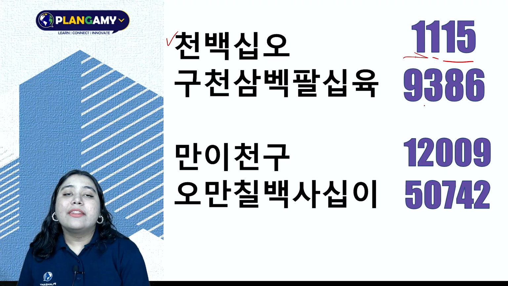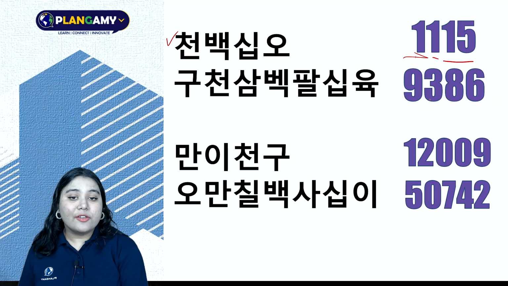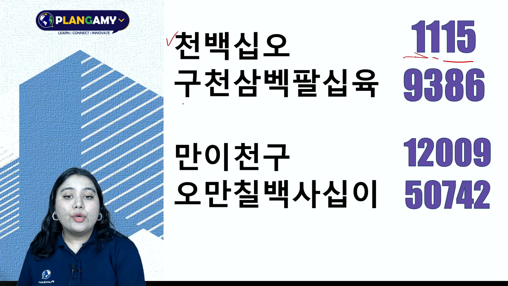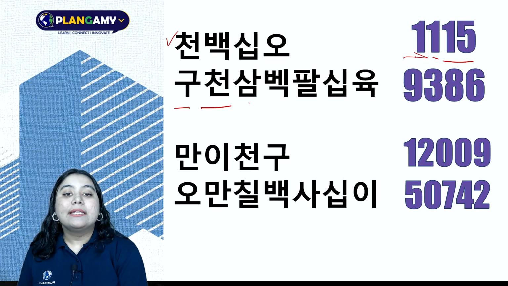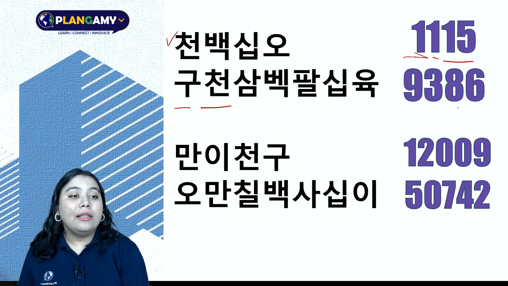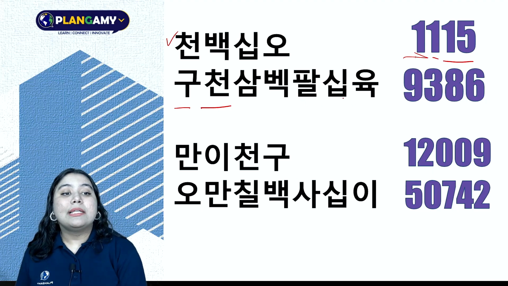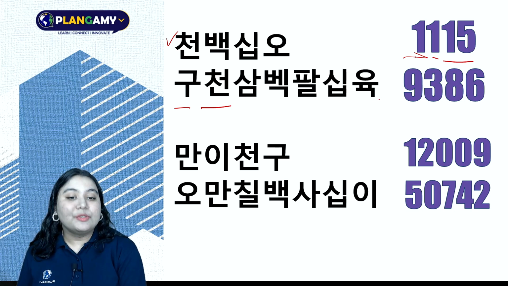9386. 9000. 9 times 1000. 9 is gu. Gu chon. Yes, 1000 is chon. Gu chon. Then I want a 300. 3 times 100. Sambek. Sam is 3. Bek is 100. Sambek. Palshim nuke. Palship is 80. 8 times 10. 80. Palship and then nuke at the end. 6. So this becomes gu chon sambek palship nuke.